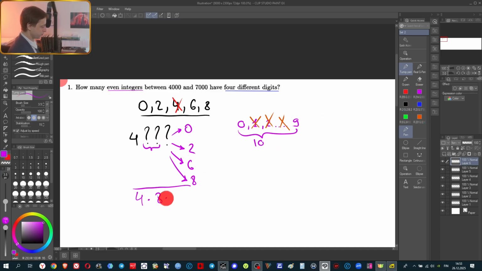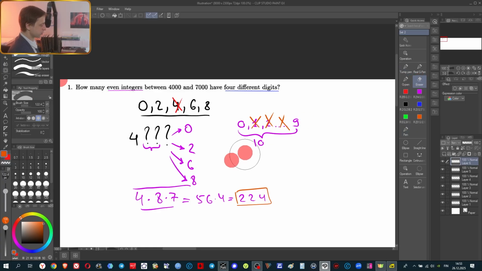And this is it. 4 times 8 times 7 is the total number of these numbers that consist of different digits. So if we look at the numbers like 4000 and something, then you have 4 times 8 times 7 possible scenarios that the number at first is even, and then it consists of different digits. So let's calculate here. 8 times 7 is 56, 56 times 4 is 224. Okay, so let's remember this number.